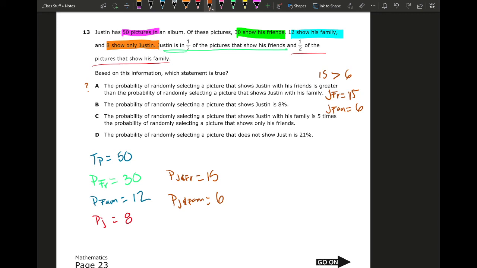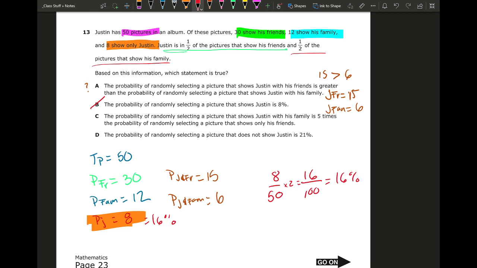B. The probability of randomly selecting a picture that shows Justin is only 8%. Justin only. Let's see. How many pictures do we have with Justin only? 8. 8 out of how many though? Because that's not the percent. It's actually 8 out of 50. And if I convert that to a percent, well, I can multiply this by 2. This is 100. This is 16, right? So this is actually 16%. So is that 8%? No, it is not 8%.